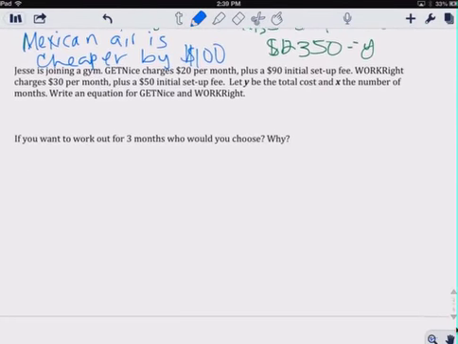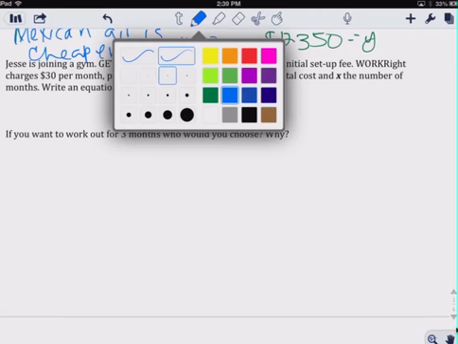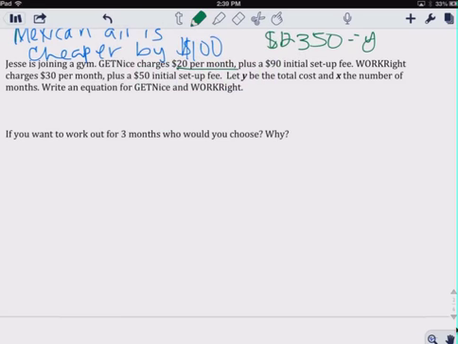Okay, next one. Jesse is joining a gym. Get Nice charges $20 per month. So that's 20 times the number of months plus the $90 initial setup fee. Workrite charges $30 per month plus $50 in initial setup fee. Let y equal the total cost and x be the number of months. So instead of m, we use x. Okay, so we use x here, x here.